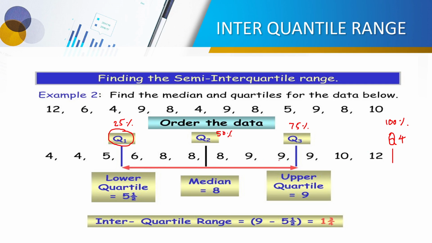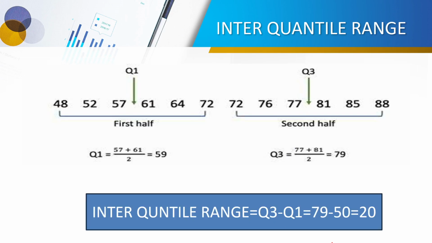If you see, the total number of values is even. The total number of values is how much? 12. So for this value, we take the average of the two middle values to represent Q3. So 9 plus 9 divided by 2 is 9. And for this, 5 plus 6 divided by 2 is 5 and a half. And 9 minus 5 and a half gives this value. Clear? Okay.